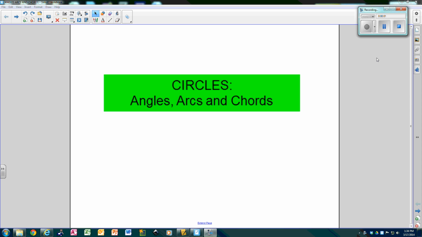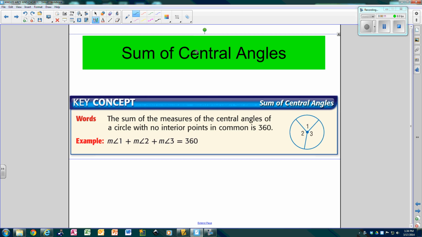Alright guys, so today we're going to talk about angles, arcs, and chords within circles. Don't forget those vocabulary words that we learned the other day. Alright, so here we go. Now we have the sum of the central angles.